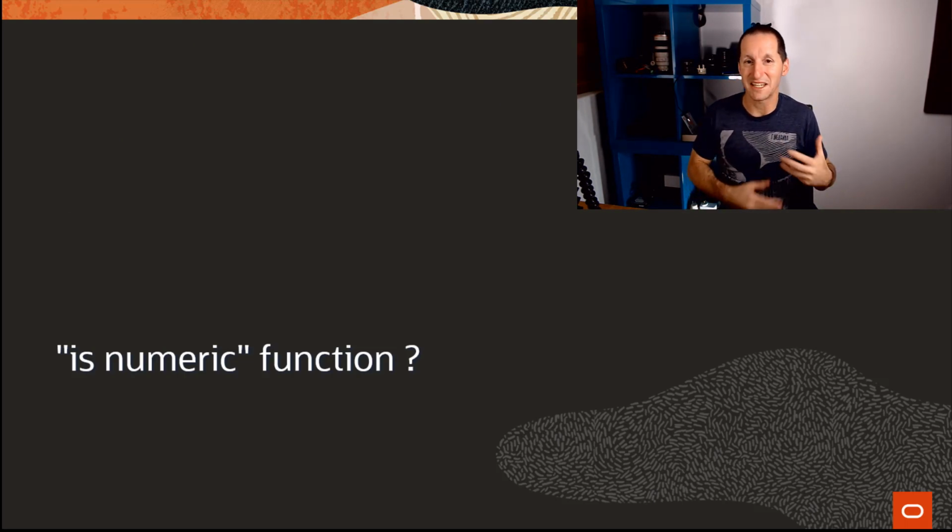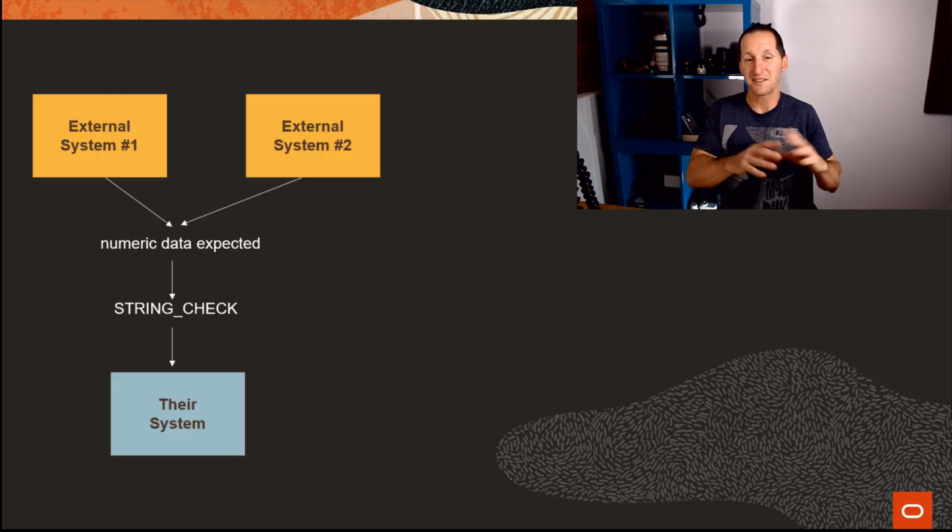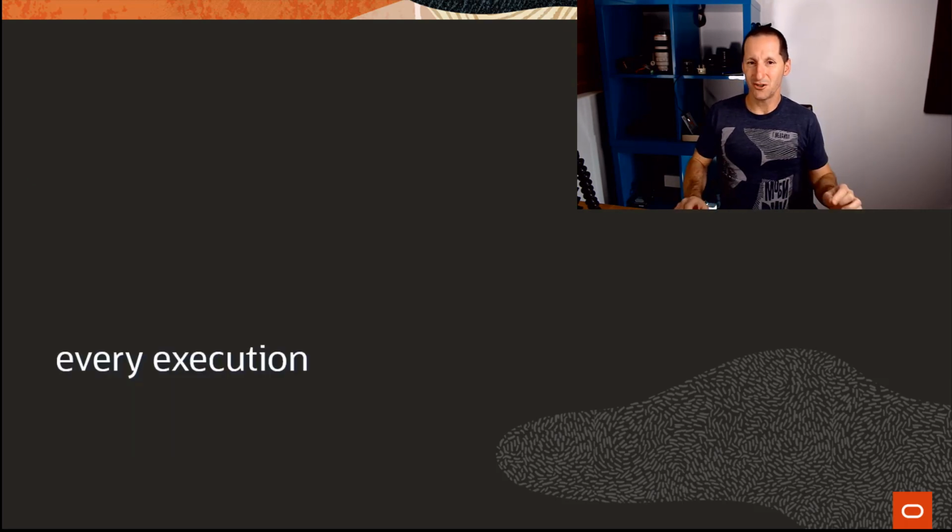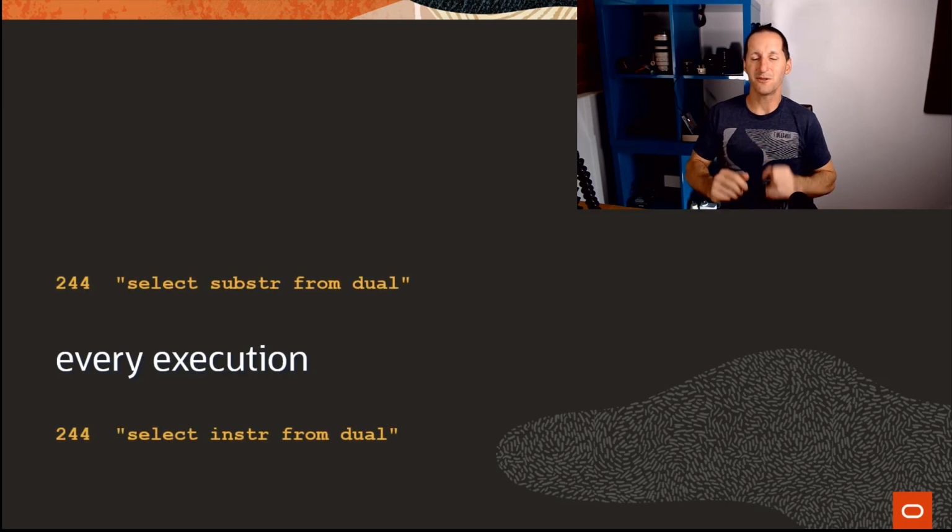To set the tone here, I got asked to visit a customer because they were having enormous CPU performance problems. And this is what was causing it. This function was used everywhere. They had a number of external systems providing information to them, and for every fragment of data, some of which needed to be numeric, they would call this string check before allowing it into their system. It was a data checking and cleansing routine. So every execution was doing 244 select substring calls from dual and 244 select instring calls from dual.